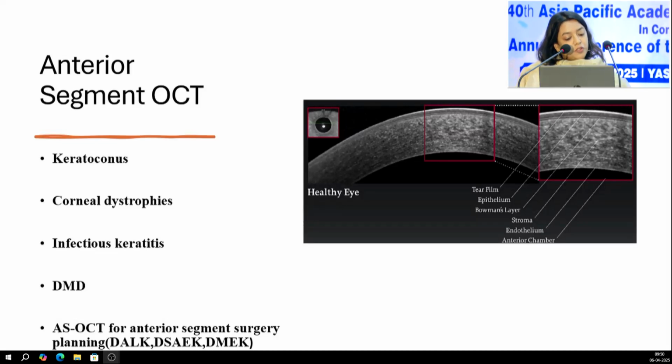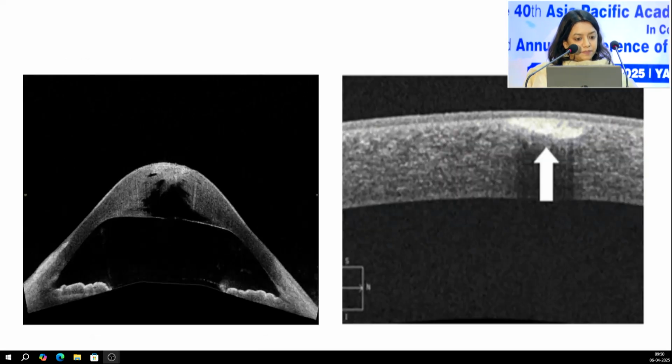It is also useful for anterior segment surgeries, like preoperative planning of DALK, DSEK, DMEK, and also intraoperatively in the form of iOCT. This is a picture of keratoconus with acute hydrops, and this is showing deposition in the anterior stroma in early granular dystrophies.